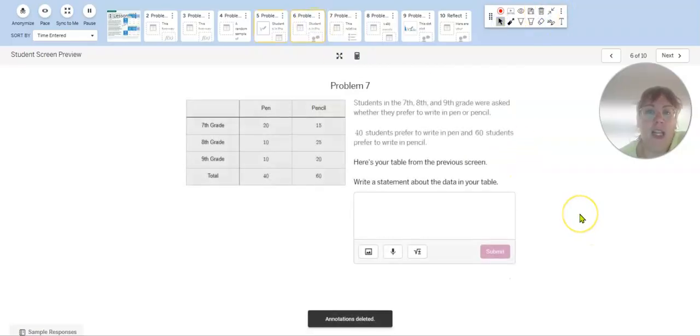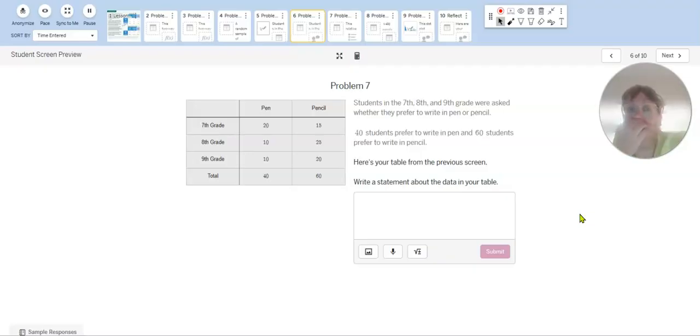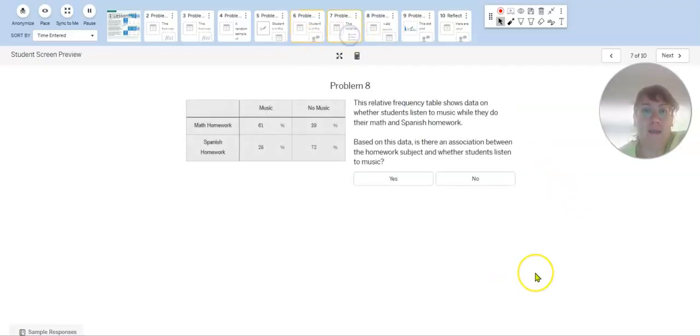Beautiful. Look at the next slide. So here's our table from the previous screen. Write a statement about the data in your table. It could be about who prefers pens or pencils more, depending on the grade level, but you're going to write a statement given your specific table that you created in the previous slide. Pause the video if you need to, and then when you're all set, go to the next slide.